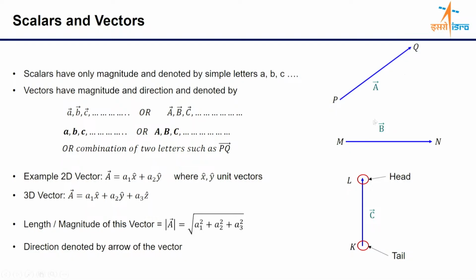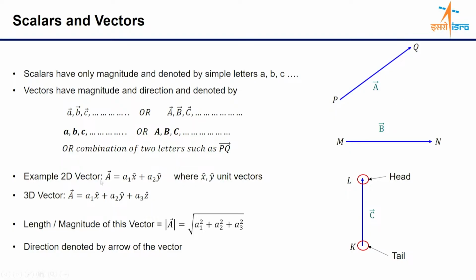So this is basically a one dimensional vector, and if you put it in a 2D plane, then it is called a two dimensional vector, and if you put it in a three dimensional frame, then it is called a three dimensional vector. A two dimensional vector has two components, one component along the x direction and another component along the y direction.